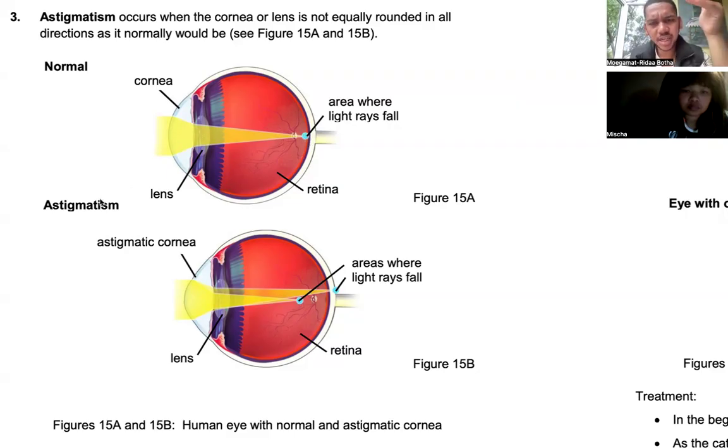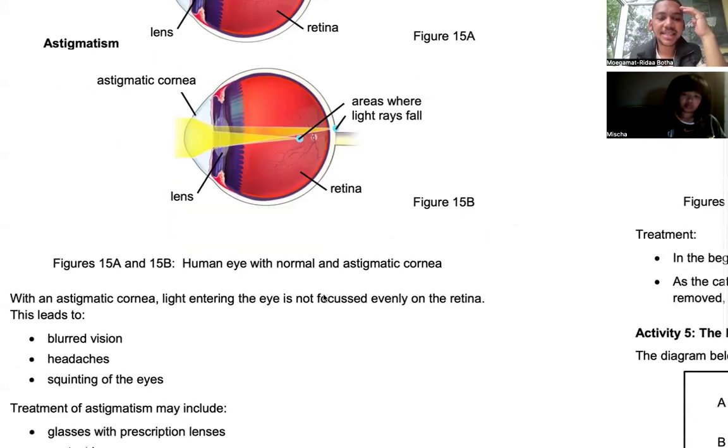In a patient with astigmatism, you can see here that the shape of the cornea is quite sharper, more convex, and the shape of the lens can also be affected. As a result, the areas where the light rays fall are different to where they have to fall. Okay, so that's astigmatism.